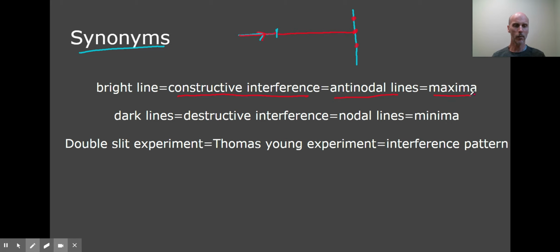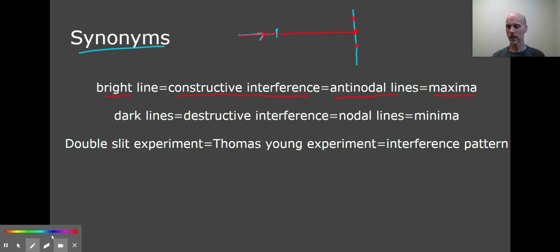And a throwback to the original experiment back in the day, when people were probably still somewhat speaking Latin in science classes, the bright spot was referred to as the maxima. This is where light was at its maximum. So all these things are really the same, different ways of saying the same thing. We're talking about this region where there's a bright spot on the wall. We're getting huge crests and troughs accumulating.